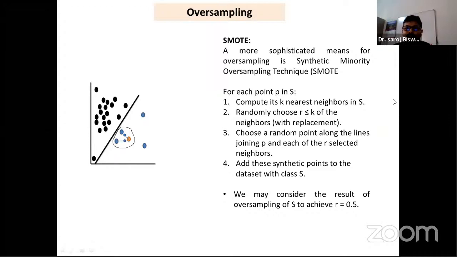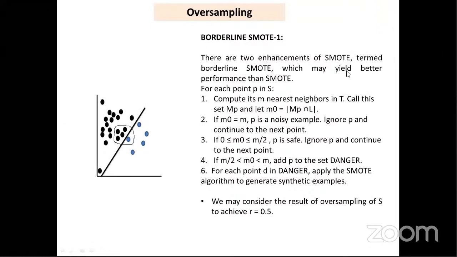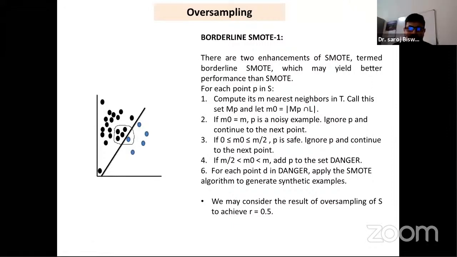It's an oversampling technique. Now we have some more versions. There are 2 enhancement versions of SMOTE, and it is observed that in many cases these 2 advanced versions work better than SMOTE. These are called Borderline SMOTE 1 and Borderline SMOTE 2. Again, I'm repeating, SMOTE has two advanced versions, Borderline SMOTE 1 and Borderline SMOTE 2, because in most cases, or sometimes, they work better than SMOTE.